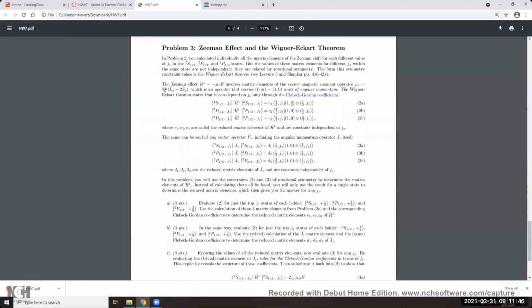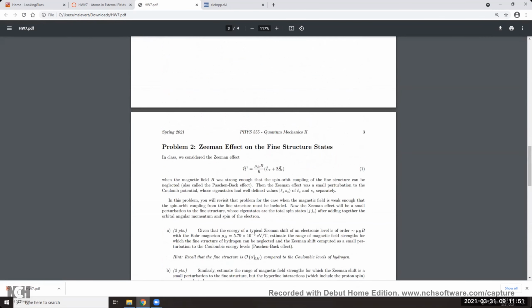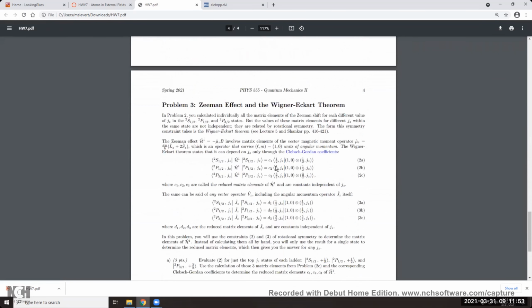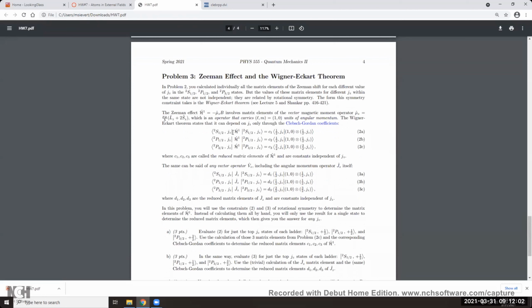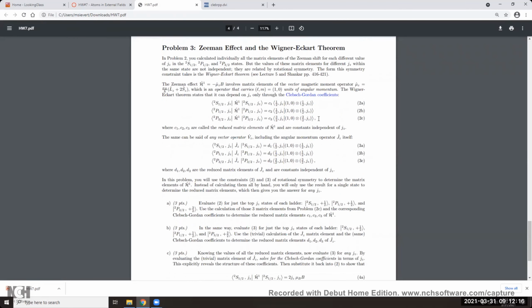So this is the form of the Wigner-Eckart theorem. When you take this Hamiltonian, it depends on a vector operator. And since it depends on a vector operator, that operator carries L equals 1 and M equals 0 units of angular momentum. So part of what the Wigner-Eckart theorem says is that these matrix elements are only allowed to depend on JZ in a very specific way. They can only depend on JZ through the Clebsch-Gordan coefficients, the ones you look up in the table. So the exercise here is to analyze and understand how they depend on JZ.